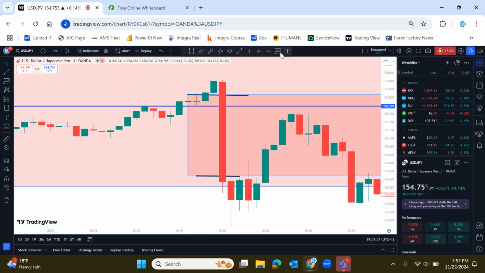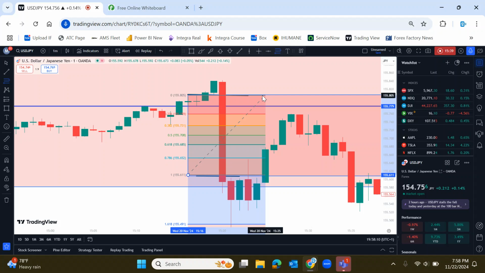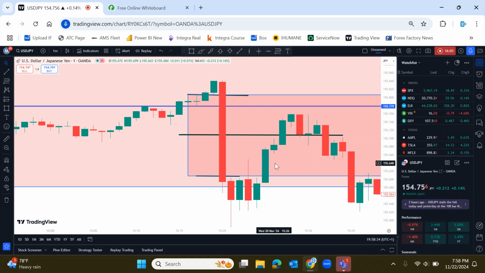Now what you are supposed to do is just get your Fibonacci. Draw your Fibonacci from the highest point of the third candle up to the lowest point of the first candle, and the midpoint is where you will be looking for your discount. Once the price comes up to this midpoint, this is your 50%. Once the price comes up to this point, then you are good to go. Now let me just delete this line so you can see what I'm talking about.